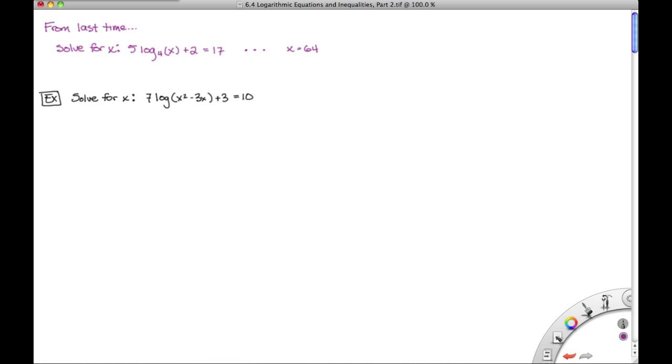Now, even though we're not asked for it, it's probably a good idea to go ahead before we start manipulating this equation and take note of our restrictions. So in this case, our argument is x squared minus 3x. That's what's inside of the logarithm, and this needs to be greater than 0. We're just going to hold on to that piece of information for a little bit and then come back to it at the end.